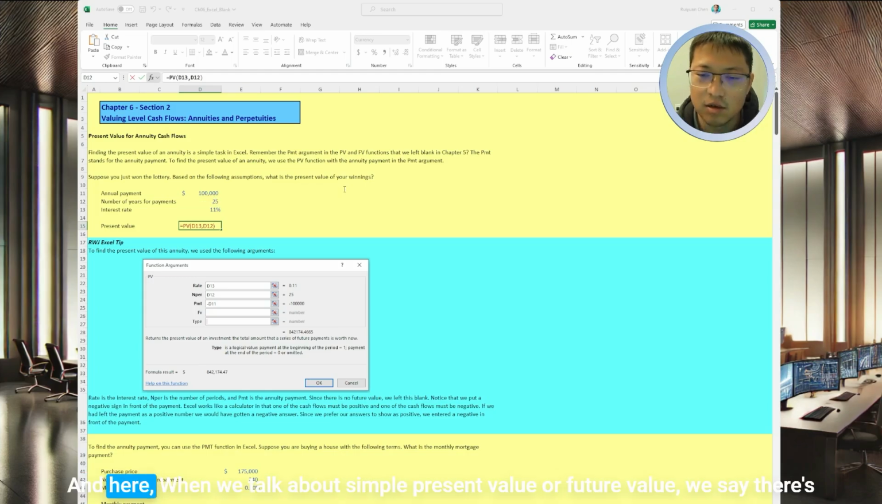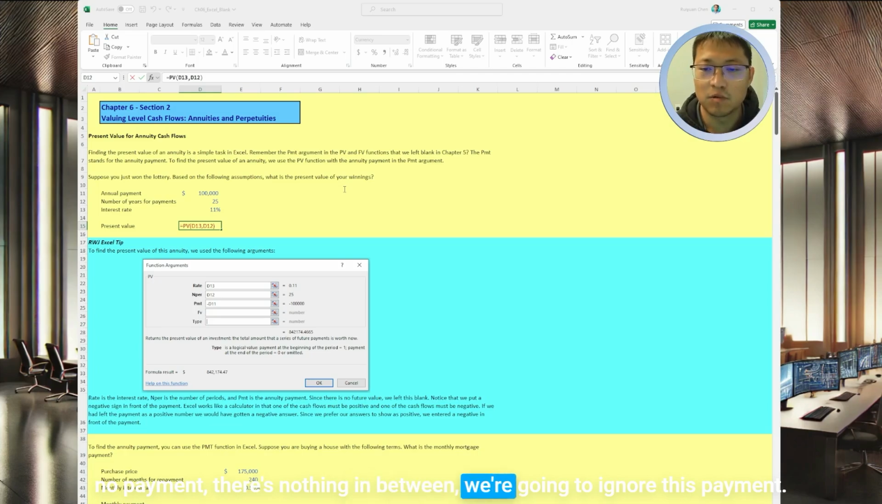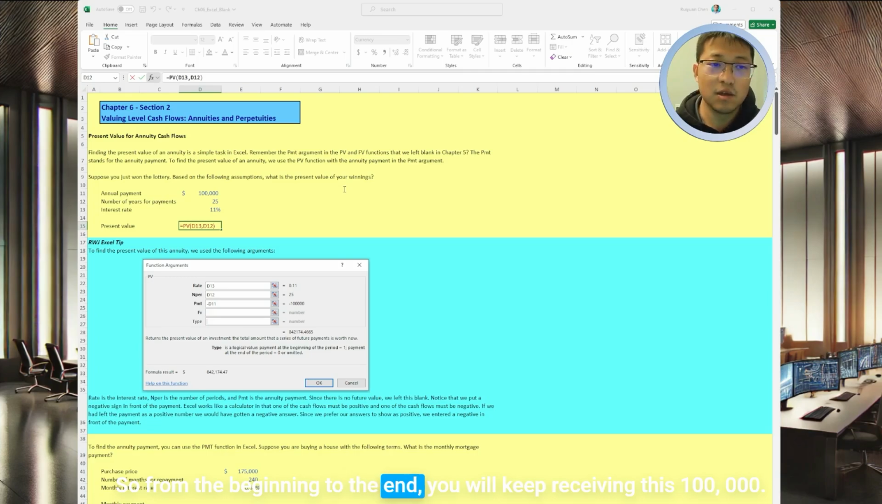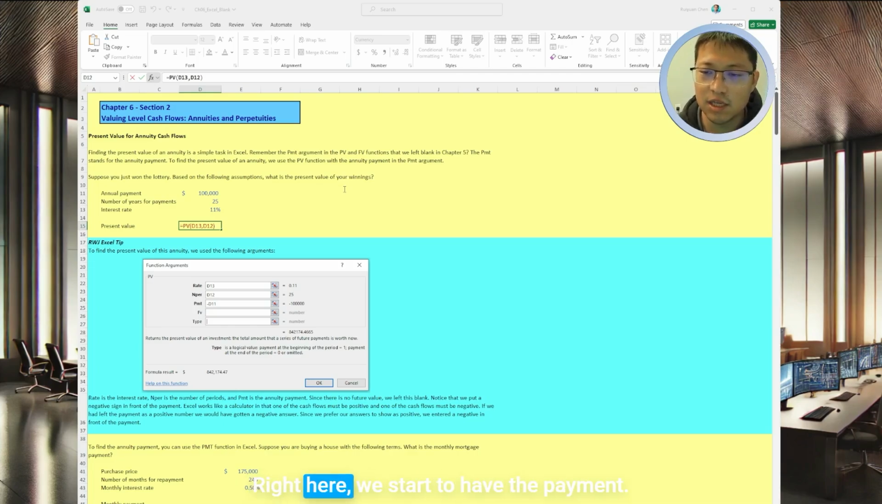And here, when we talk about simple present value, future value, we say there's no payment, there's nothing in between. We're going to ignore this payment. But in this case, if you look at this question, you will receive $100,000 every year. So from the beginning to the end, you will keep receiving this $100,000. We call this kind of a cash flow payment, right? Here, we start to have the payment.